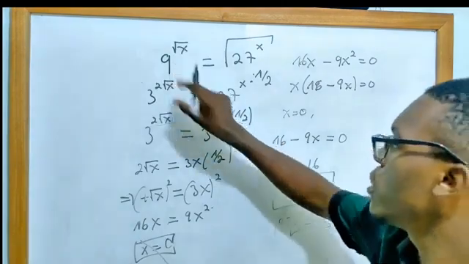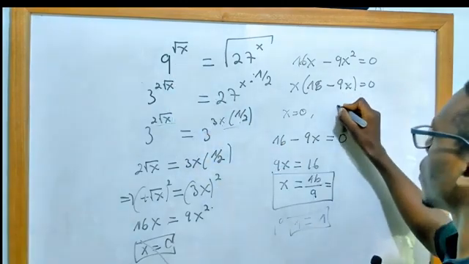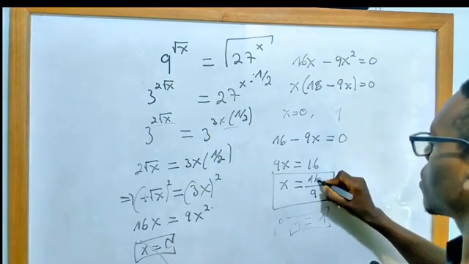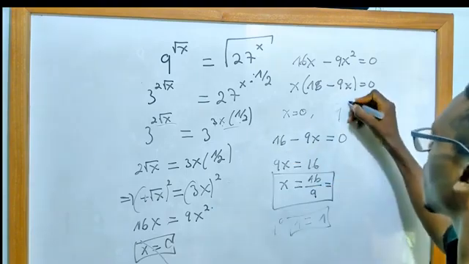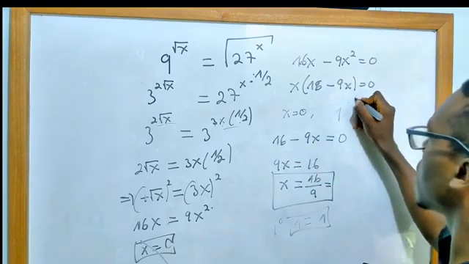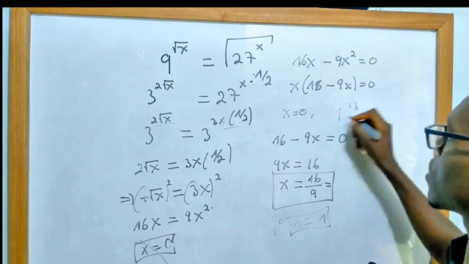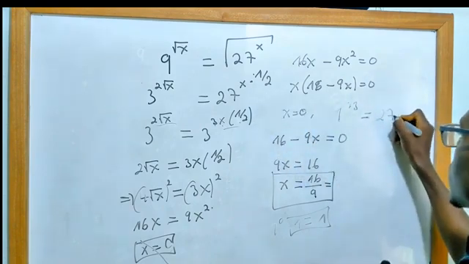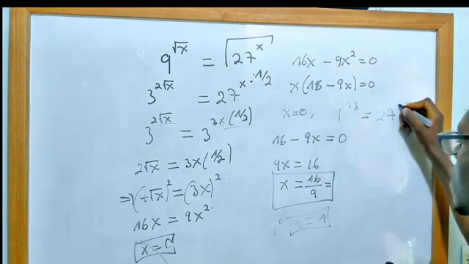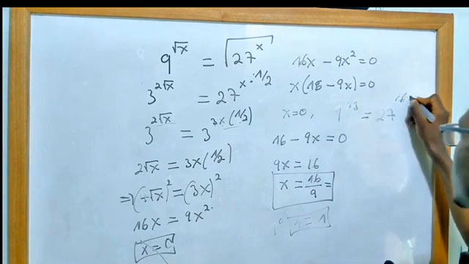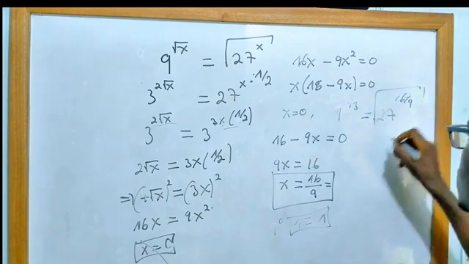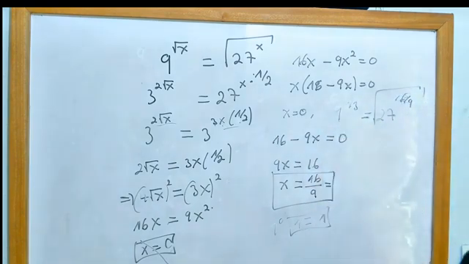Or else you can just punch it in yourself to prove it. You can just put 9 to the power of root 16 over 9. The square root of 16 is 4, and the square root of 9 is 3. 4 over 3 is equal to what? 27 to the power of 16 all over 9, square root of that. Okay, so you find yourself having the same thing.